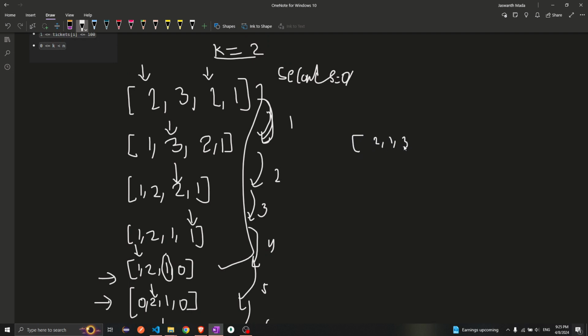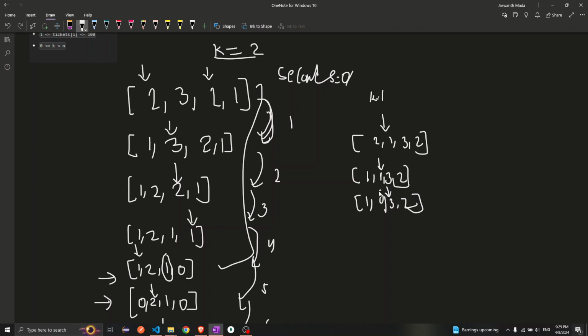1, 3, 2. If there is something like this, and this is the person we are focusing on. Let's say our k equals 1. Let's say this is the person we are focusing on. Initially, this person will buy a ticket, right? It will become 1, 1, 3, 2. Now my pointer will be here. It will become 1, 0, 3, now my pointer will be here.